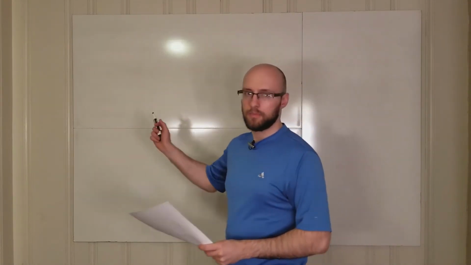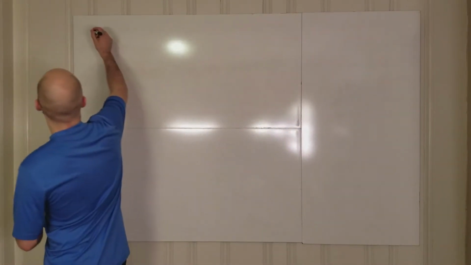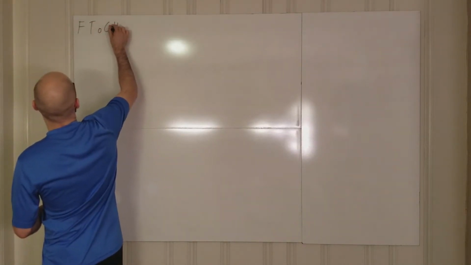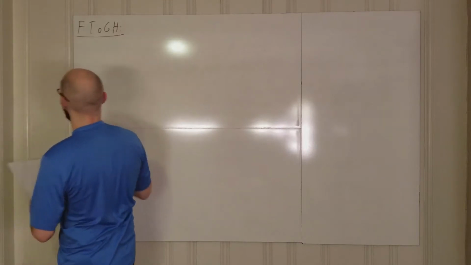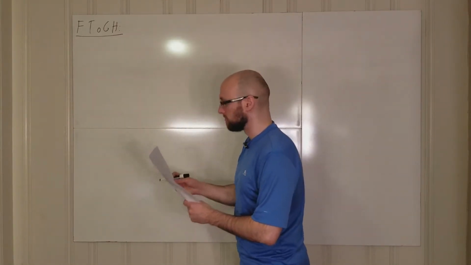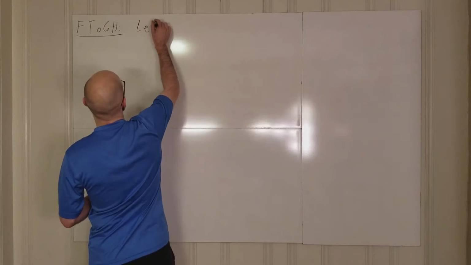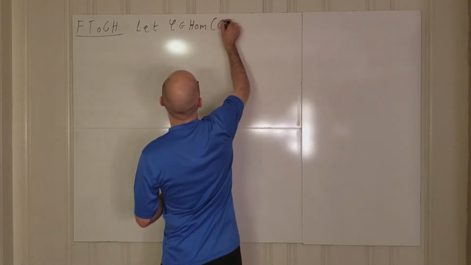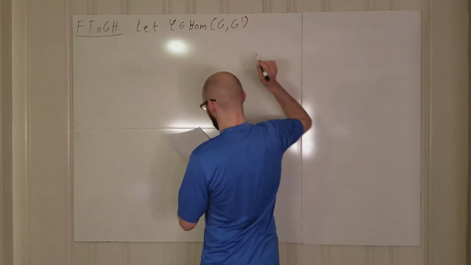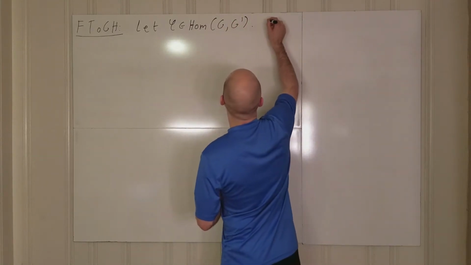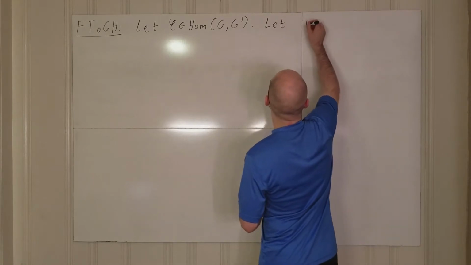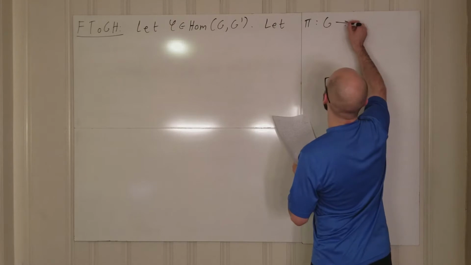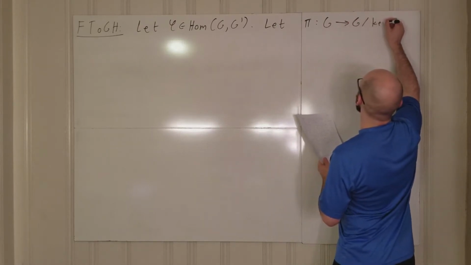All right, let's talk about the fundamental theorem of group homomorphisms, FToGH. So, I'm going to let phi be a group homomorphism between two groups G and G prime. Let pi from G to G mod the kernel.